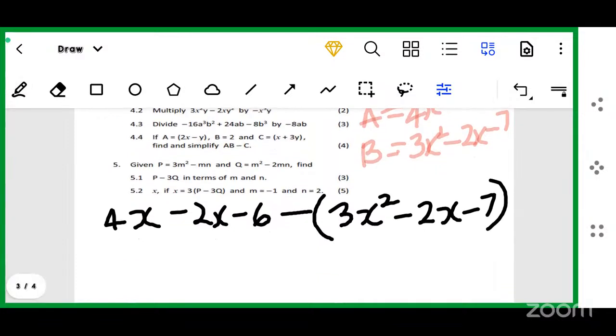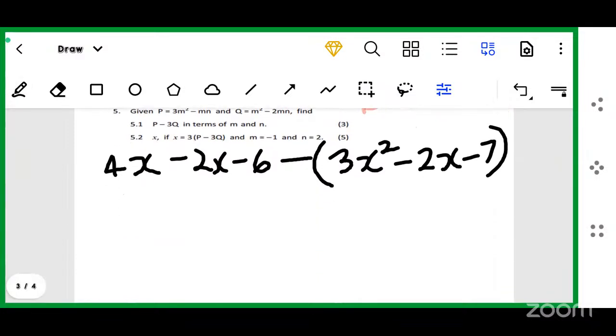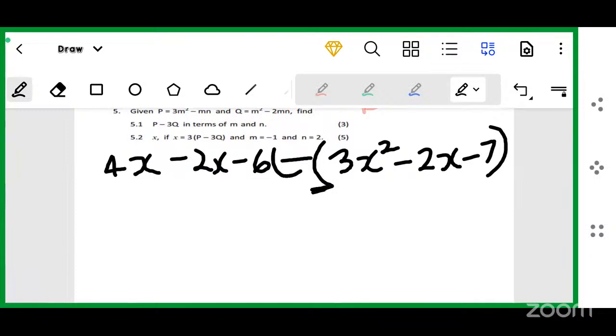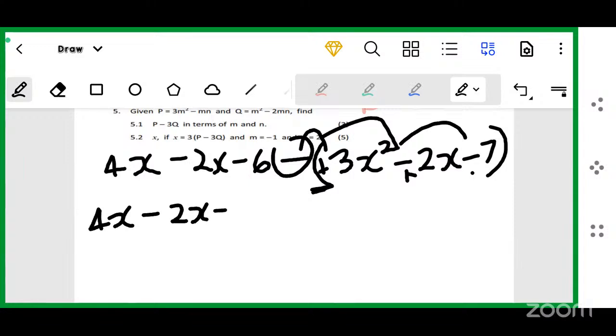So what do we have now? We're supposed to remove these brackets by the outside sign, meaning that the sign is going to multiply the positive that is inside, the negative for the second one, and the negative for the third one. So we write our first part, which is 4x minus 2x minus 6. What is negative multiplied by positive 3x?